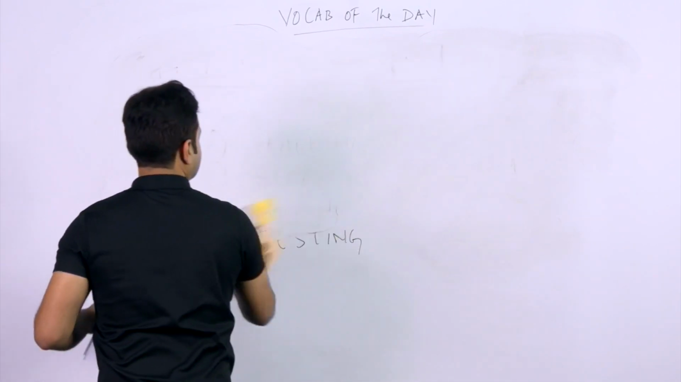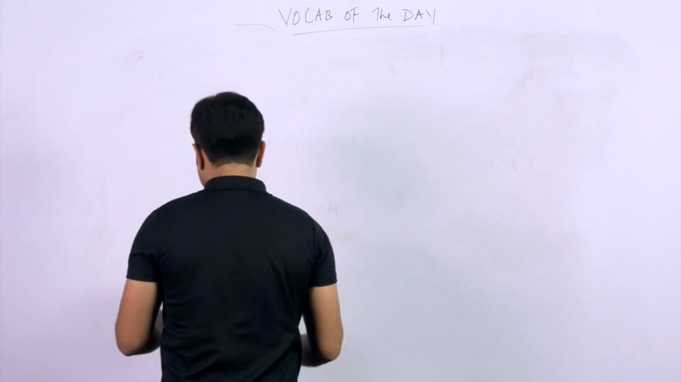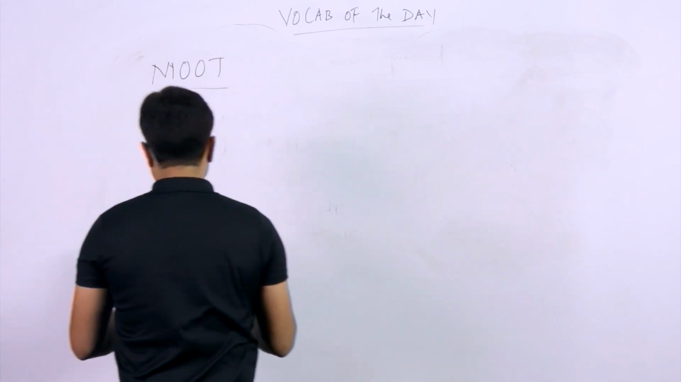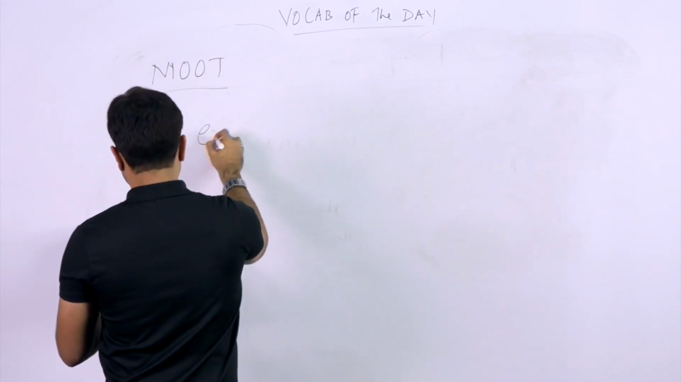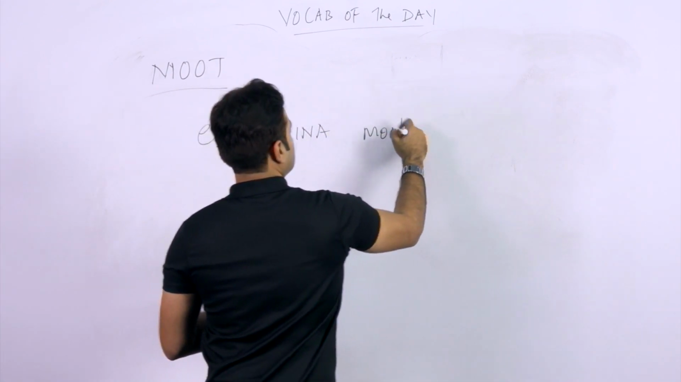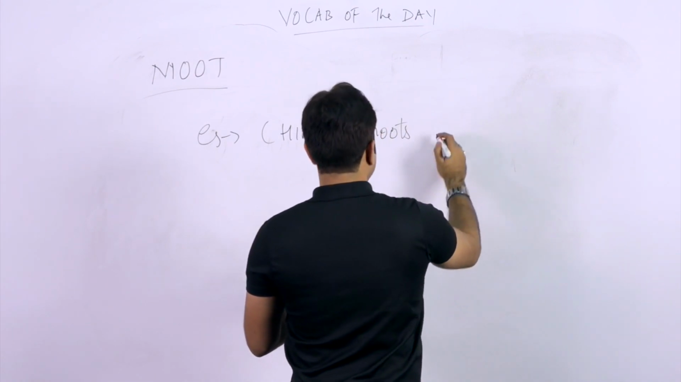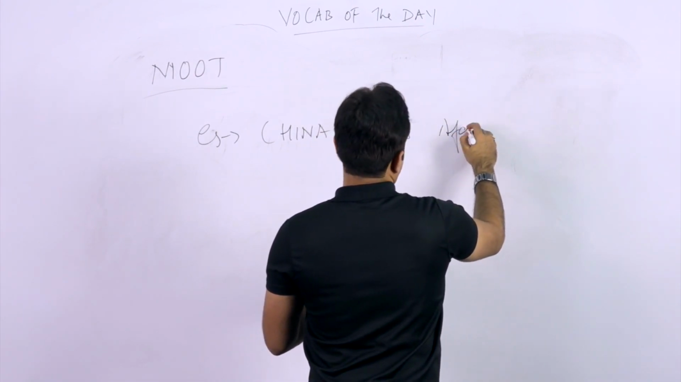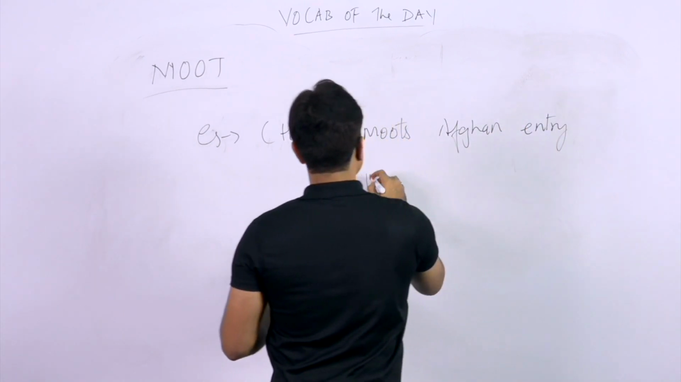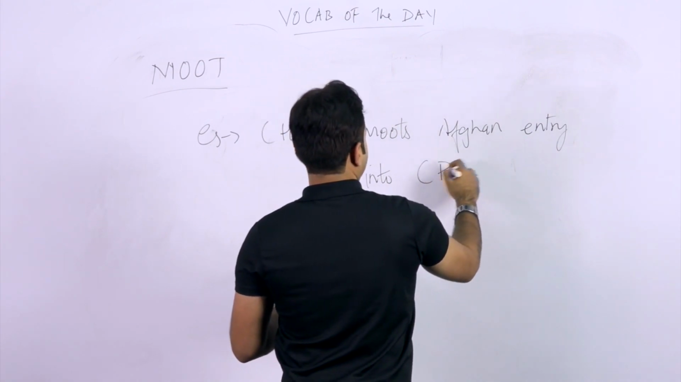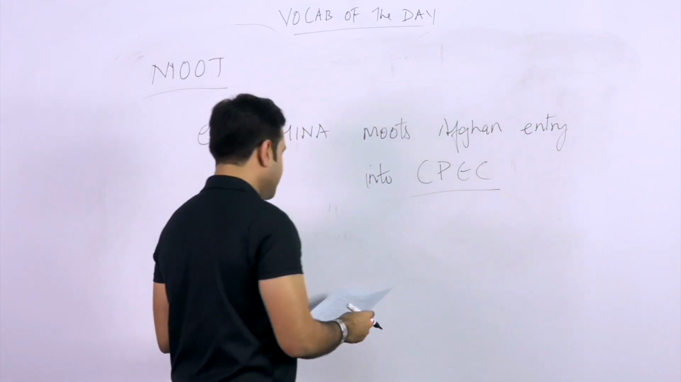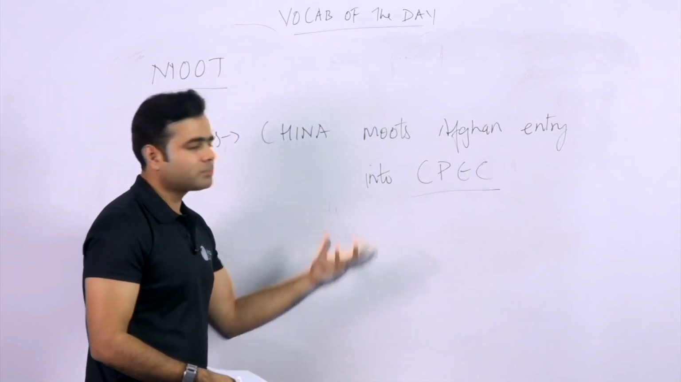The next word which I had taken, and I already told you, was the word M-O-O-T, moot. Fine. This is the word. Now what is the sentence which I have used? The sentence is very simple. I have taken here: China moots Afghan entry into CPEC. Again, the word CPEC is related to the part of GA.